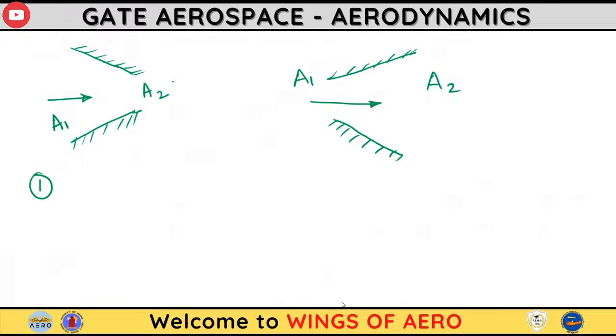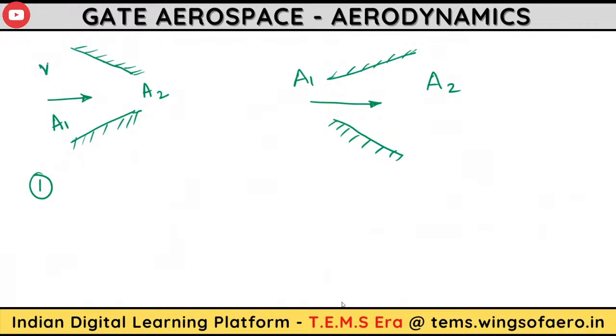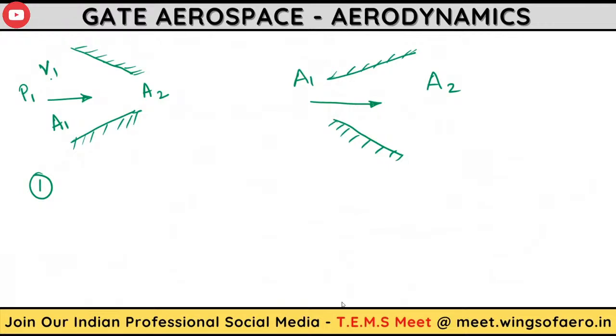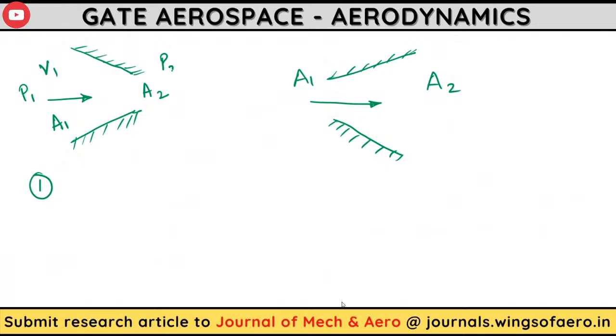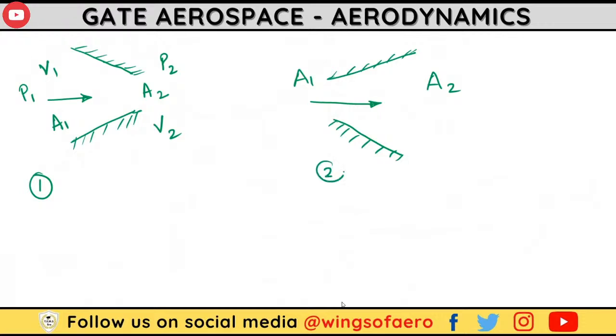Now what happens with the flow? Let's consider here we have V1, at the pressure P1, velocity V1. Similarly, here we have P2 and V2. What will happen in a convergent and what will happen in the divergent?